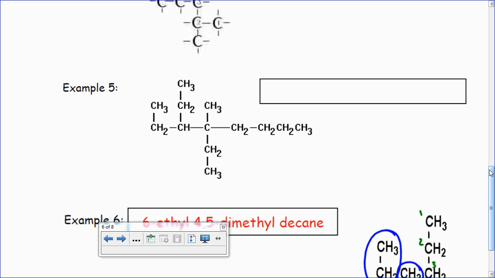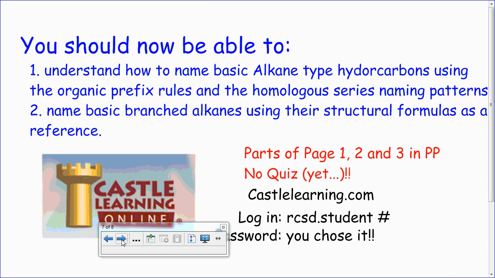Now, you might not be getting this at this point, but that's why we have so much practice to do in our practice pack. So when you're working on the practice, make sure you have the list of the rules as to how you name the alkanes and their branches, because you're going to have to refer back and forth to that until you've got a good handle on what it actually is. We have parts of page 1, 2, and 3 in our practice pack that apply to alkanes, branched and straight.